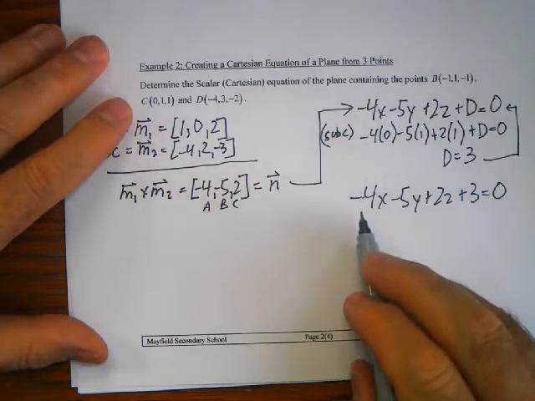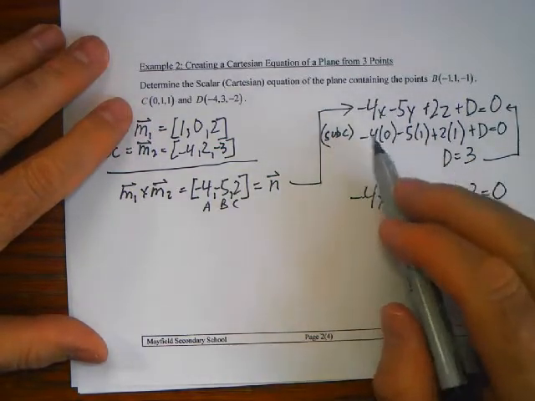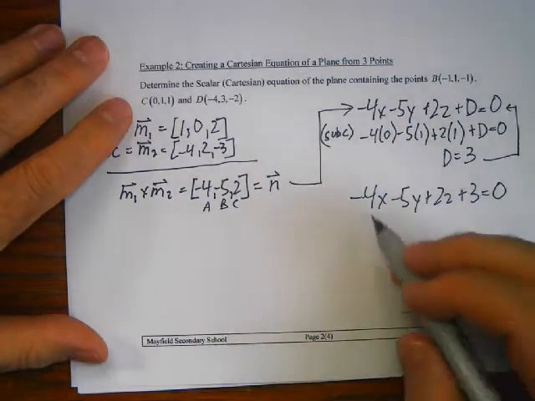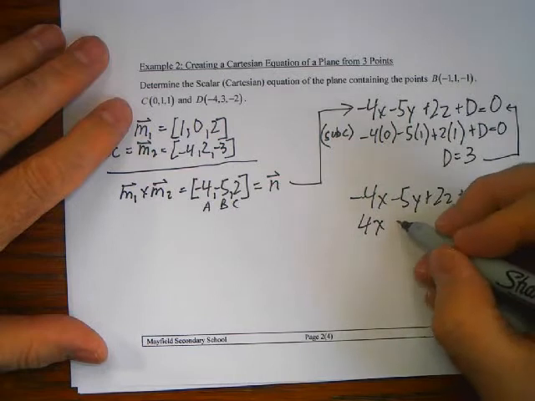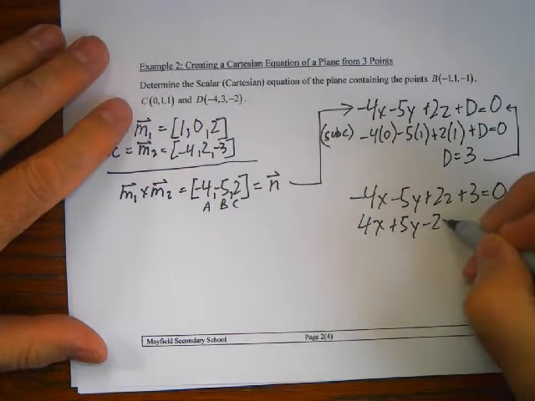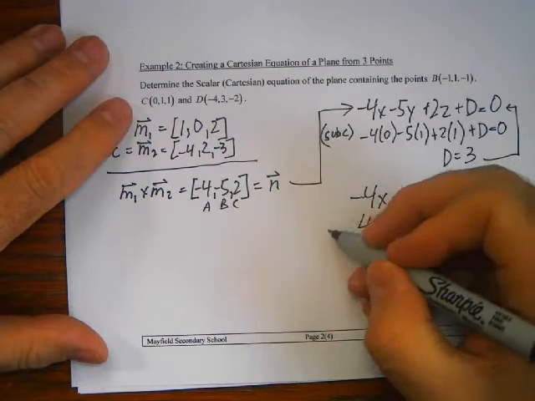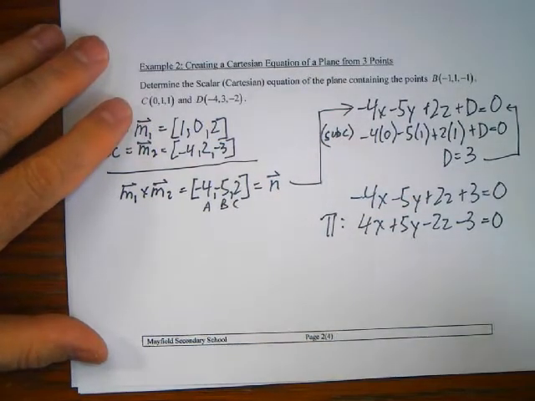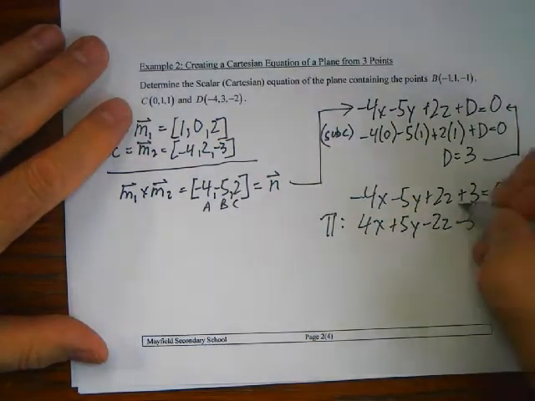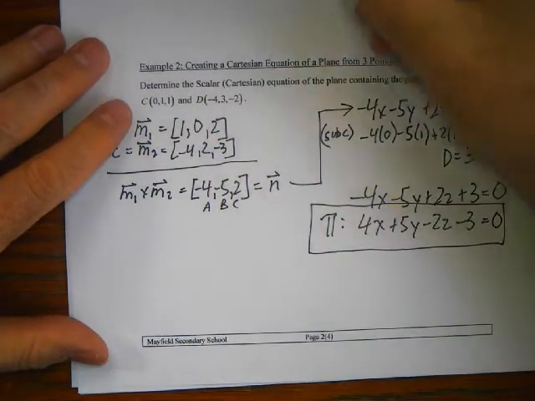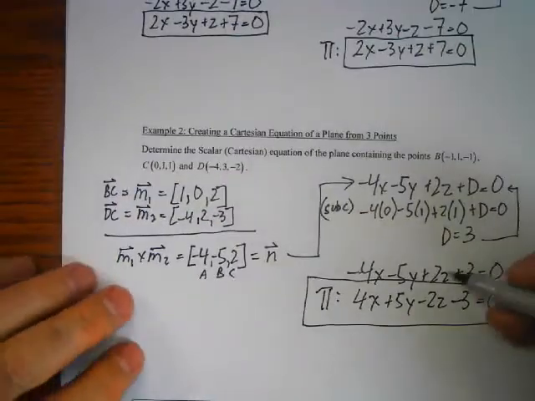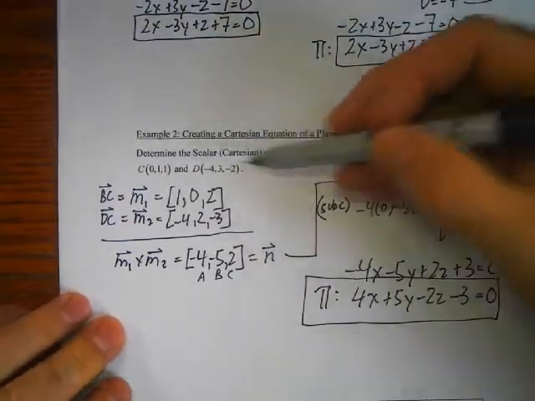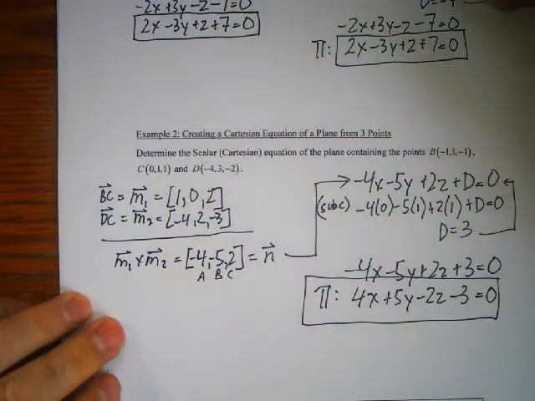And again, I don't like to have that a value as negative. I could have actually switched it up here, but might as well just switch it at the end. So just multiply the whole equation by negative 1, so it flips the signs. And we'll call this pi for the plane, and that's our equation. I guess I should do that up here too. Okay, so that's how we get the Cartesian equation of a plane from 3 points. This is how we get it from, I guess, a normal and a point.